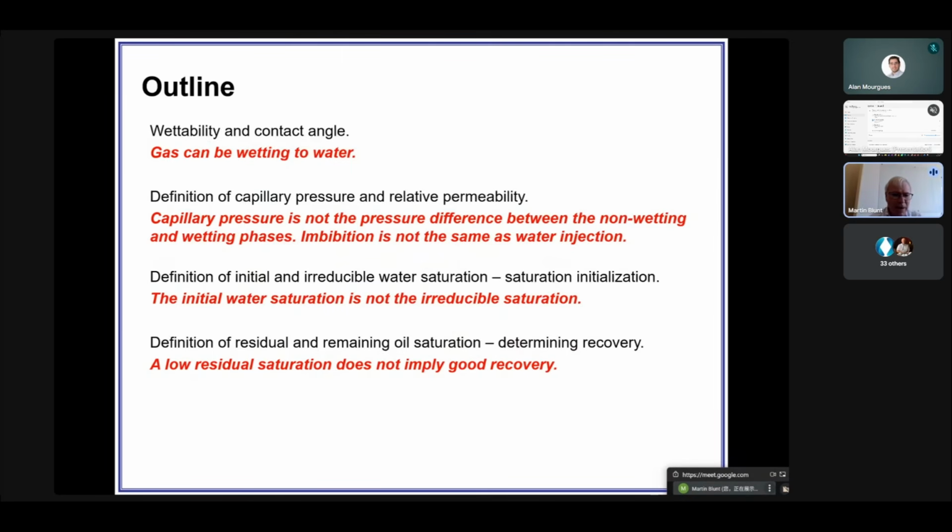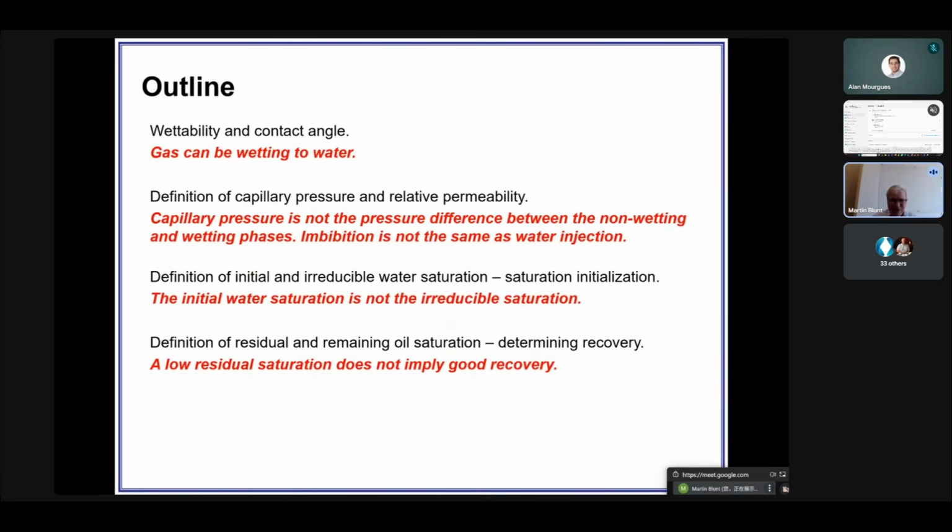Then I'm going to talk about initial and irreducible saturations, which of course are used in reservoir engineering to initialize your saturation in the reservoir, and to show that the initial saturation you see in the reservoir is not some theoretical minimum, but something that is established in capillary gravity equilibrium.